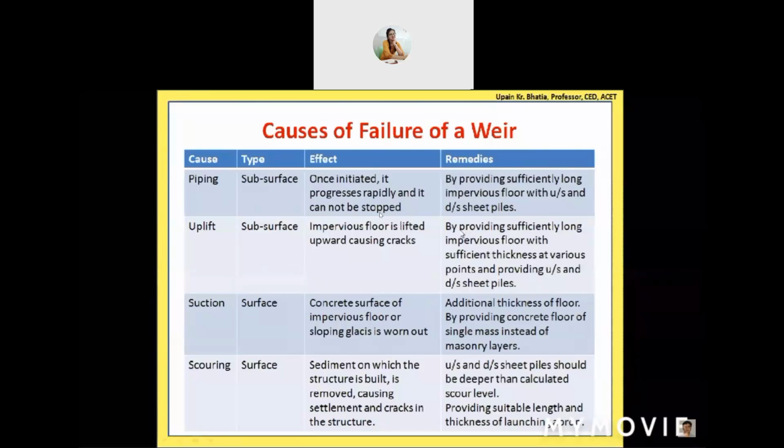Something else is added also: by providing a sufficiently long impervious floor, sufficient thickness at various points. We see that the impervious floor has different thickness at different points, so sufficient thickness at various points should be provided. And downstream sheet piles are also there. All these things, along with sufficient thickness at various points, are required for resistance against pressure. So in general, these failures can be resisted or prevented by designing this impervious floor properly. That is, of course, the topic of the next chapter.